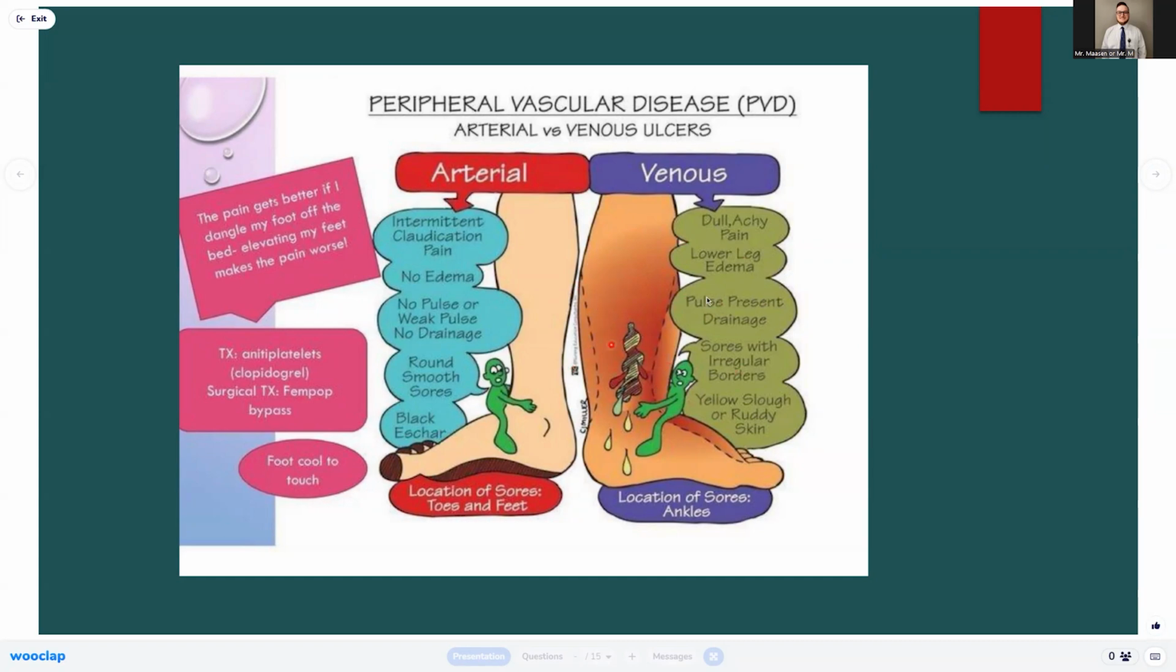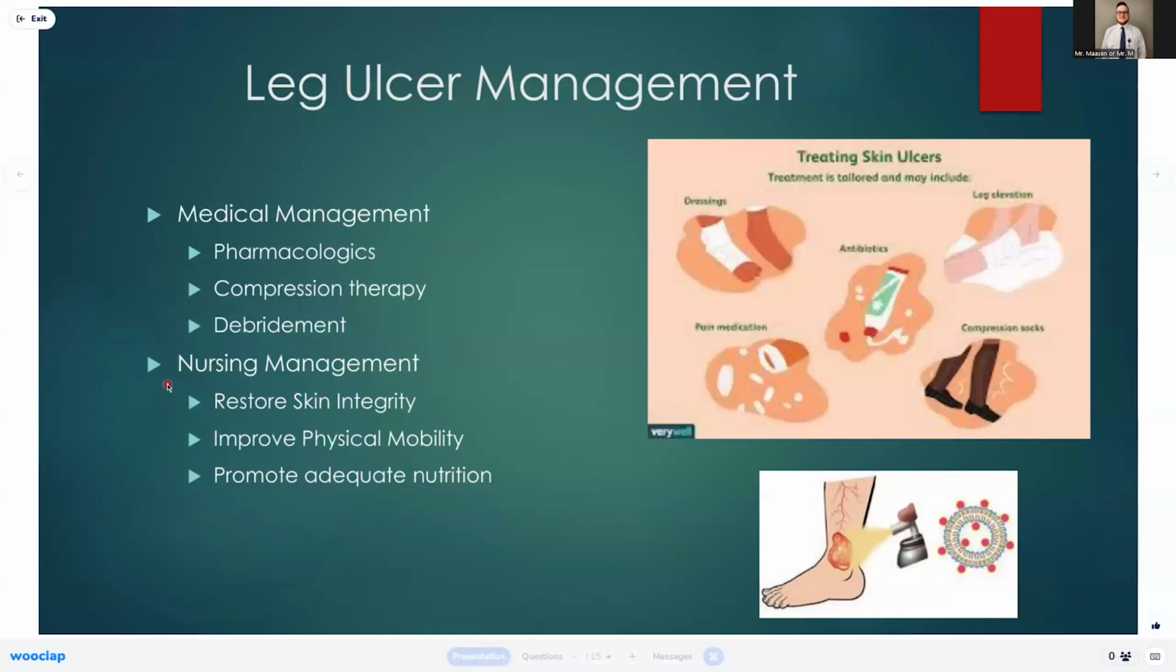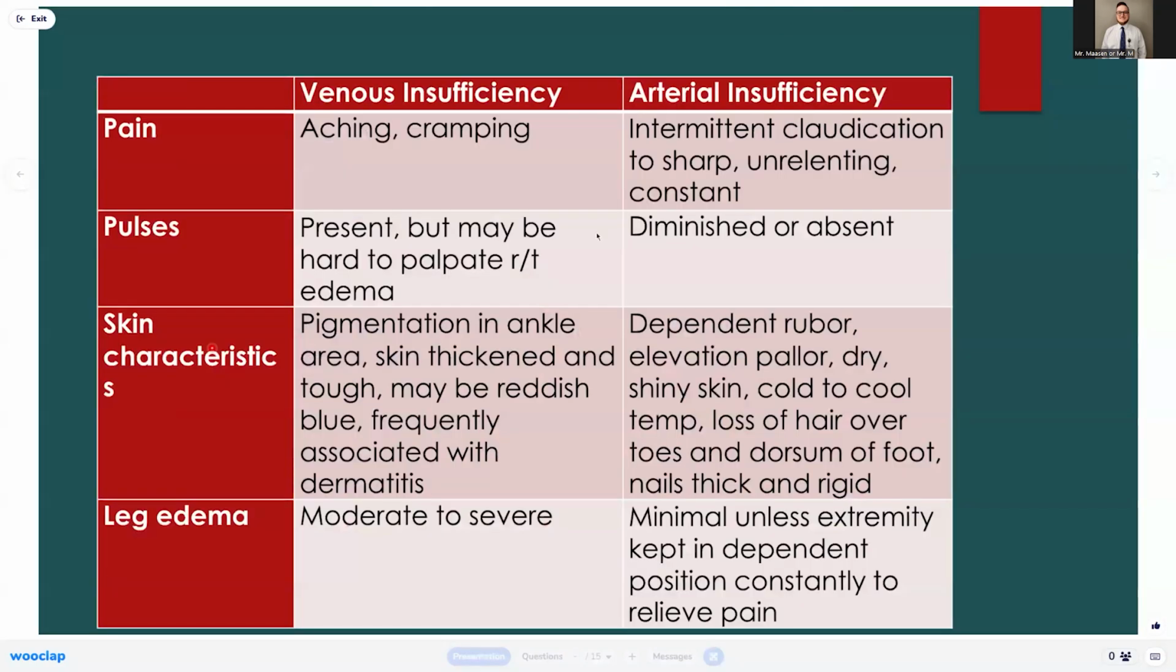Usually venous ulcers have edema and weeping of fluid. It's a need-to-know, the difference. Overall, what's the management? Medications, antibiotic creams, wound care. For venous patients, it could be compression socks and compression therapy. We want to restore skin integrity, improve their mobility, and ensure adequate nutrition. If you want wounds to heal, you have to have appropriate nutrition: lean, high proteins, good fiber, good whole grains, that sort of stuff. And this talks about what the symptoms are. Mainly there's going to be pain, but with arterial it's intermittent claudication, sharp pain, whereas venous is much more cramping, dull, aching.